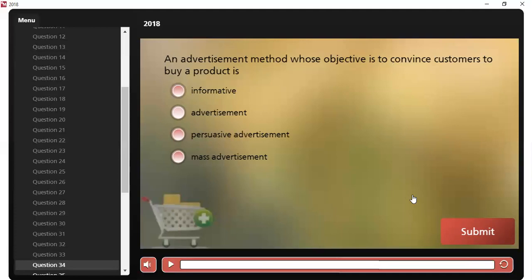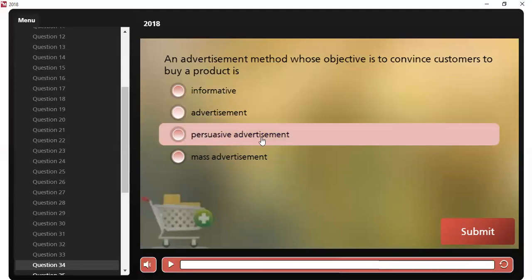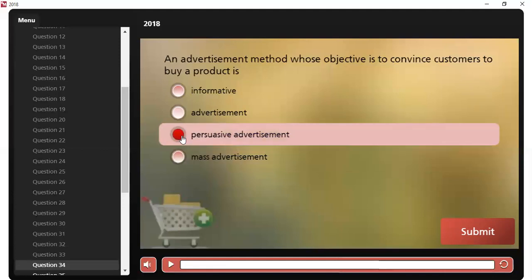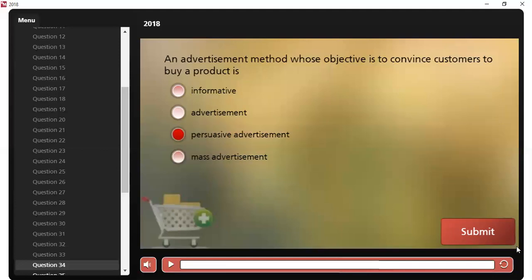Question 34. An advertisement method whose objective is to convince customers to buy a product is: A. Informative advertisement, B. Advertisement, C. Persuasive advertisement, D. Mass advertisement. So the answer is C. Try to persuade people. So it's persuasive advertisement.